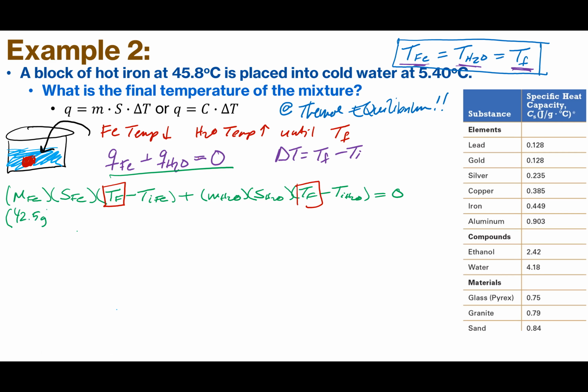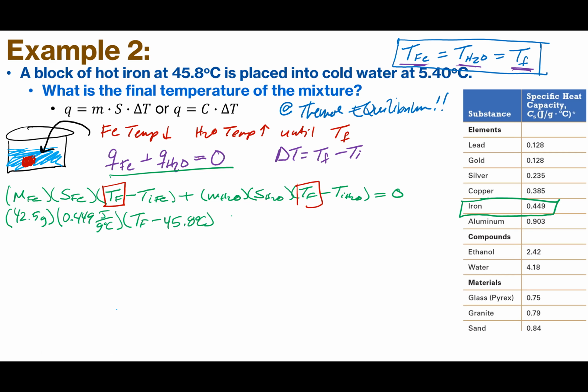42.5 grams for iron times 0.449 joules over grams degree C times the T final we're looking for minus T initial. Iron is 45.8 Celsius. Noticing we've written these numbers from here. There's our iron number.